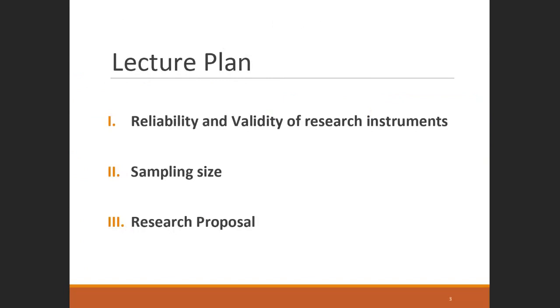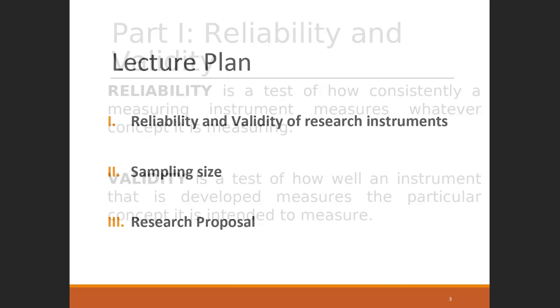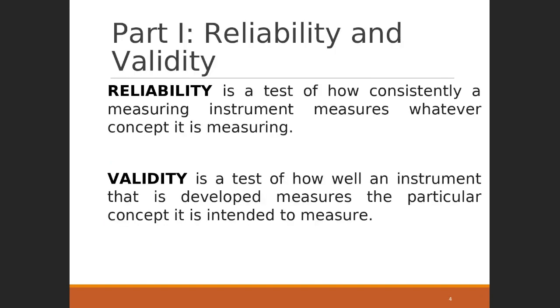Okay, so this week's lecture plan is divided into 3 different parts. In the first section, we will discuss about reliability and validity of research instruments. In the second section, we will discuss about sampling size. And in our third section, we will discuss about research proposal. So let us begin our today's session by discussing reliability and validity.